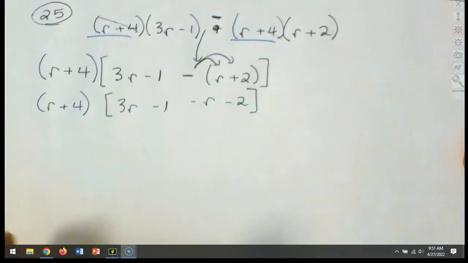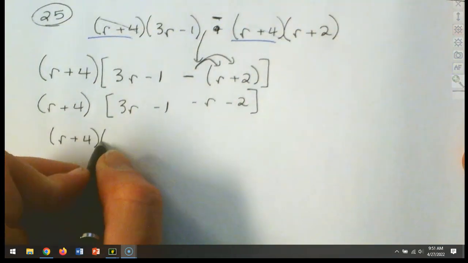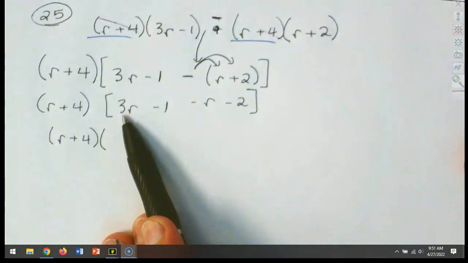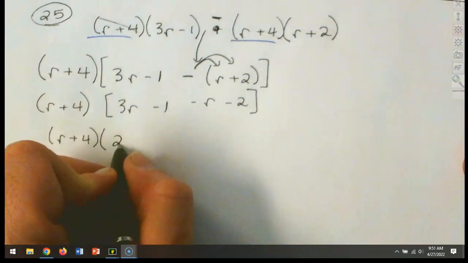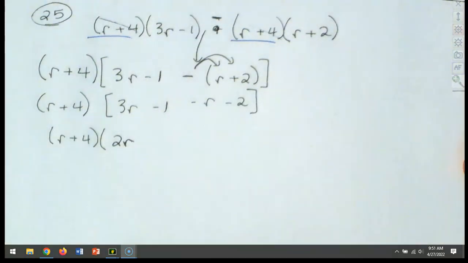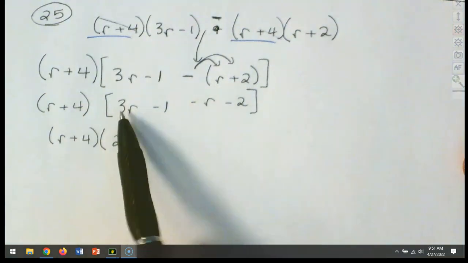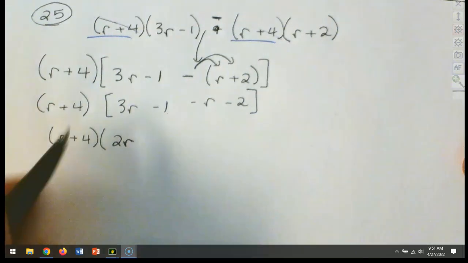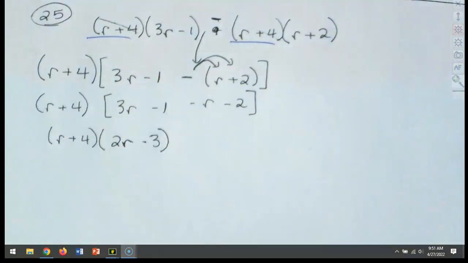So what can we combine together here? Well, out in front, we still have an r plus 4. What about inside here? We've got a 3r and a minus r. That leaves you with a 2r, right? So 3r and a minus r leaves you with a 2r. And then we have a minus 1 and a minus 2. Well, that leaves you then with a minus 3. And that's how you would work out question 25.